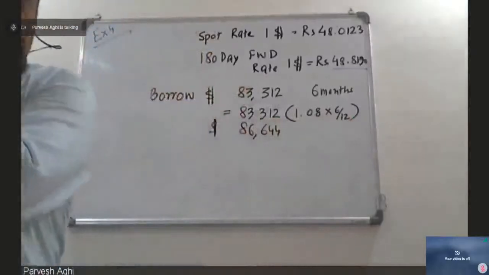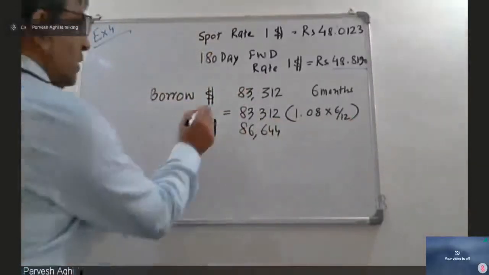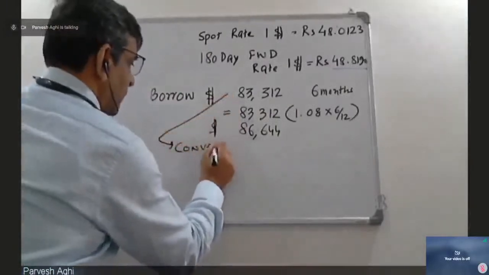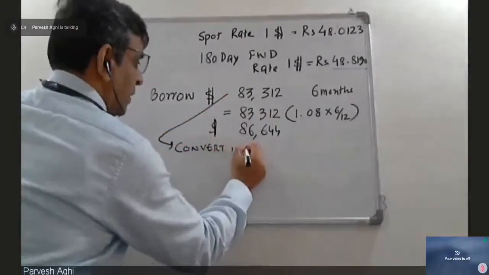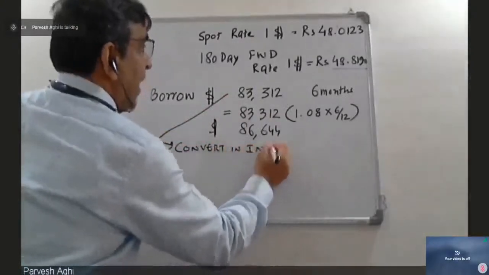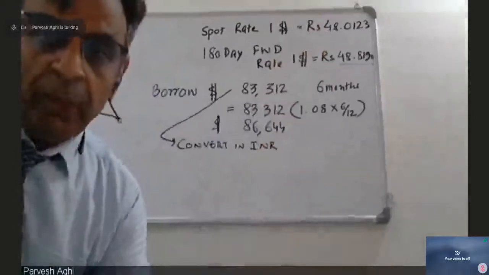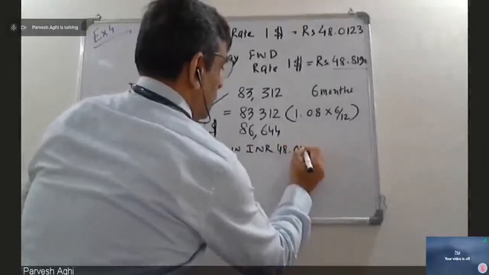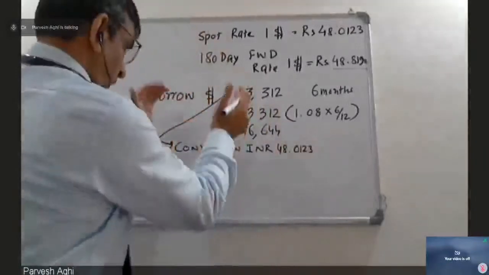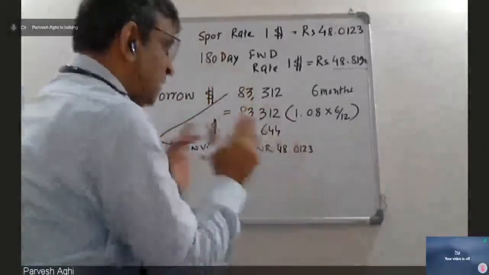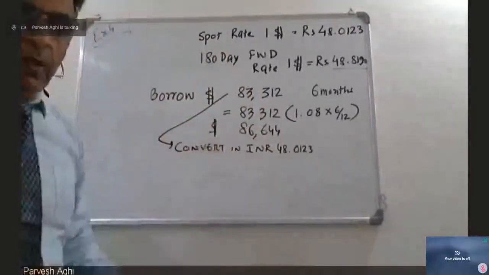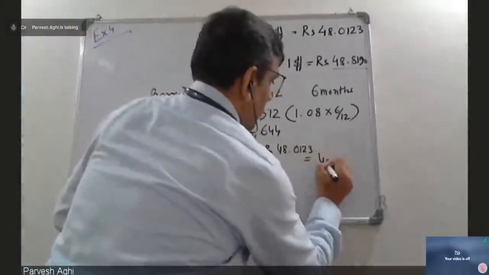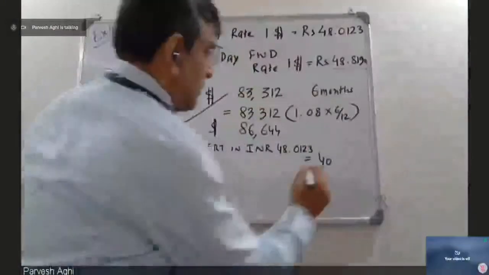Okay, fine. Now, the money I borrowed I am going to convert into Indian rupees, INR, at spot. That is 48.0123. Because I have borrowed dollars, I am going to bring that money into India and invest in India. So I am going to convert this into rupees, which will give me 40 lakh rupees.